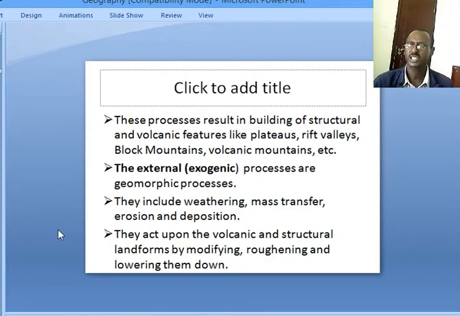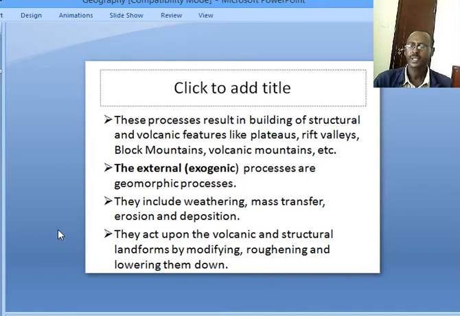These processes result in the building of structural and volcanic features, meaning the endogenic processes have formed features like plateaus. A plateau means a flat area on the top of a mountain. Rift valley, a valley that is formed by faulting. Block mountain and volcanic mountain. All these are seen because of endogenic or internal processes.